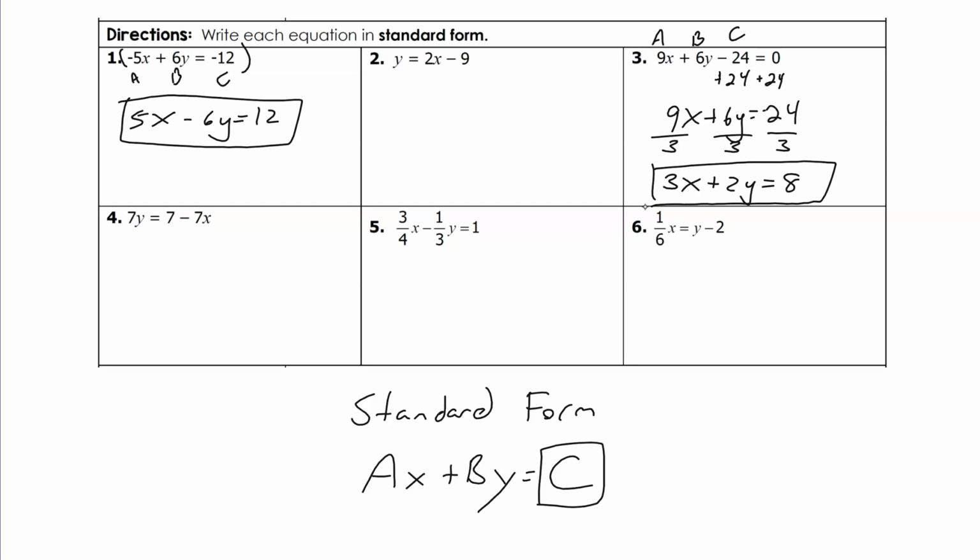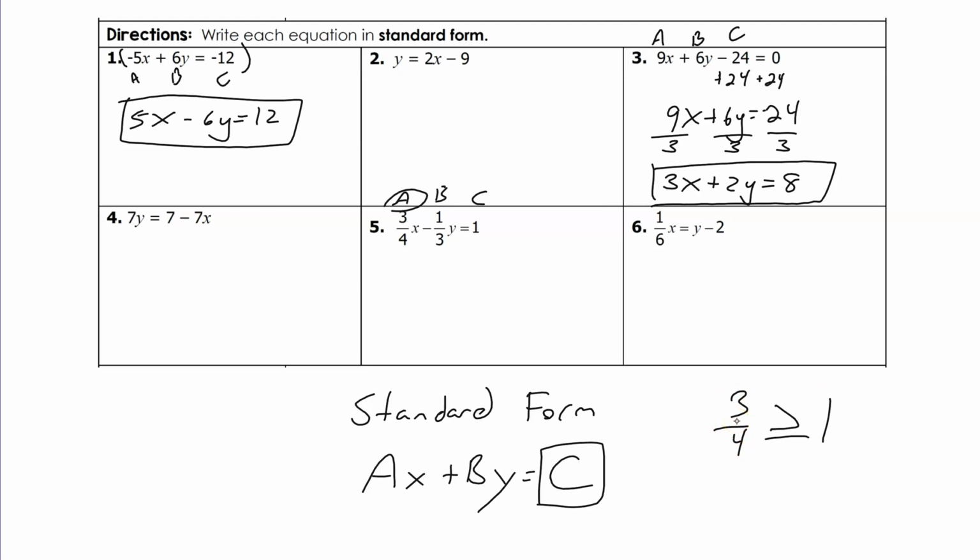All right, let's go ahead and look at number 5. When I look at 5, what do I see? I see that this is my A, and this is my B, and this is my C. What is the problem with A? Is 3/4 greater than or equal to 1? The answer is no. 3/4 is less than 1.